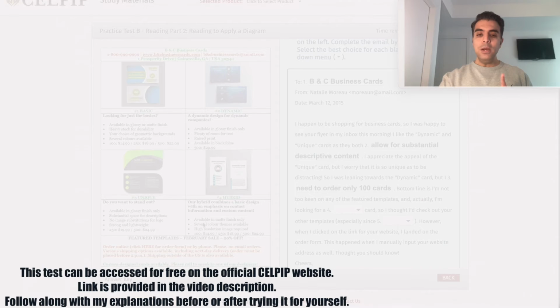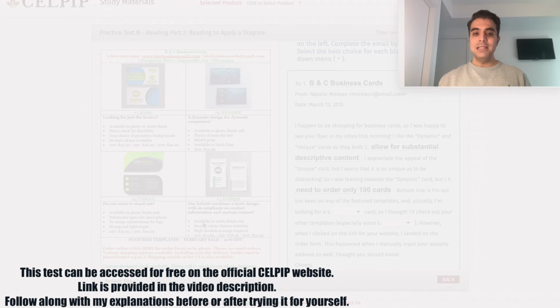Yes, we do. Look at what appears on the bottom of the flyer. It says featured templates, which refers to the 4 templates that are made available here. It says featured templates, February sale, 20% off. So there's a 20% discount on the templates that are featured. But at the bottom, it says order online. Click here for order form or by phone. Please, no email orders. Various shipping options available, including next day delivery, right? Order must be placed before 2 p.m. Shipping outside the US is also available, right?